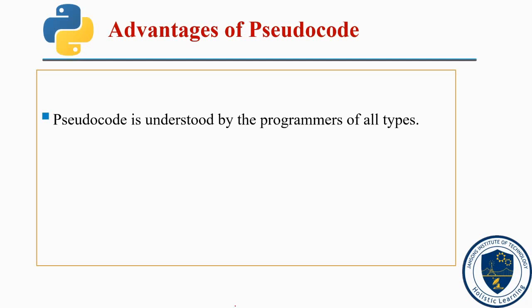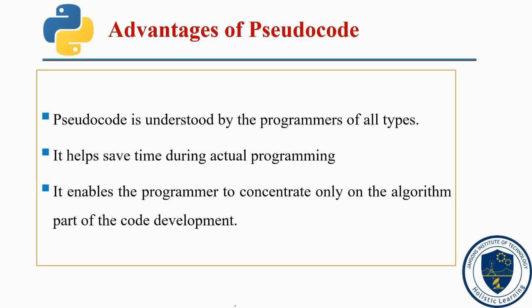It helps save time during actual programming. That is because all the conceptual errors and the wrong program workflow are rectified during the pseudocode development stage itself, which is beneficial for development as it is less costly than catching them later. It enables the programmer to concentrate more on the algorithm part of the code development than on catching errors or troubleshooting problems.